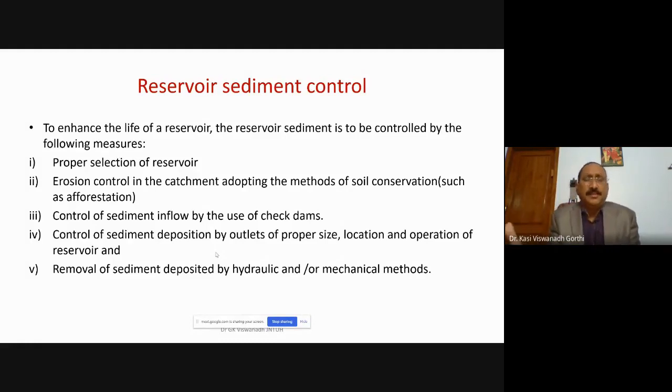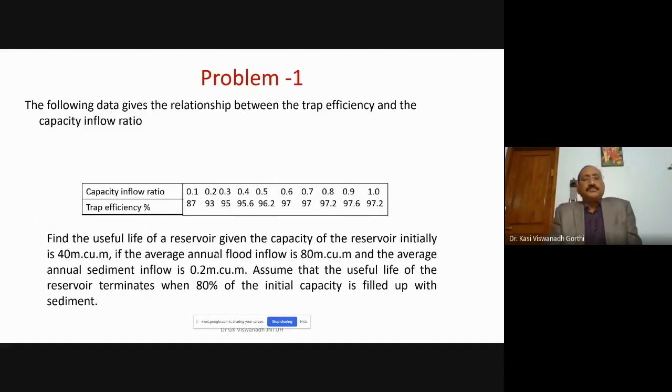All this silt may be removed. Silt removal can be done by means of hydraulic methods using dredges. So this is how the sediment can be controlled. If the sediment is controlled, the useful life of the reservoir will be increased. If the useful life of the reservoir is increased, naturally you will be deriving more benefits from a given dam reservoir project.